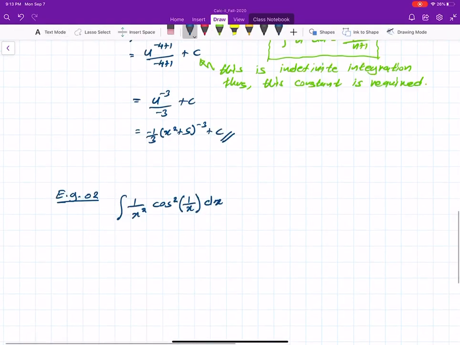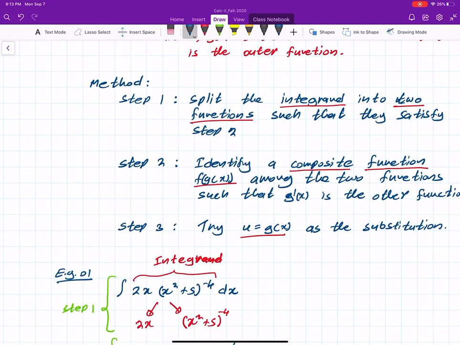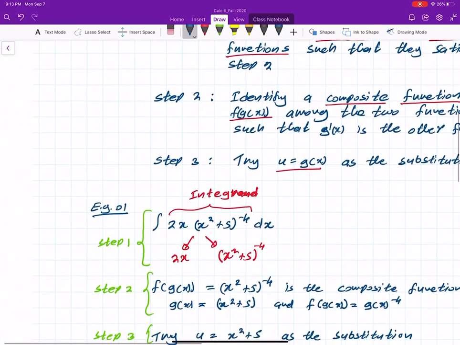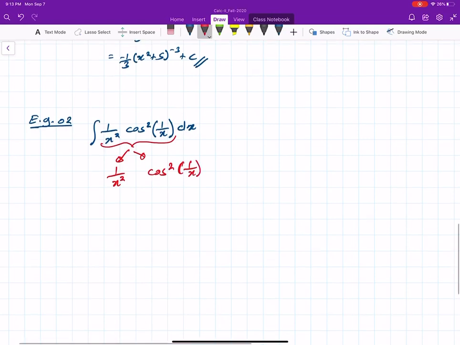Again, here the first step is to find a composite function. You split the integrand into two functions such that satisfies the second step. Okay, the first step is splitting. This is the integrand, so you split that into two functions. The first function is 1 over x to the power 2. The other function is cos square 1 over x. These are the functions I use as my split.